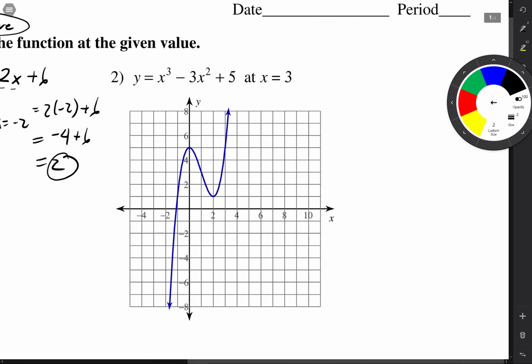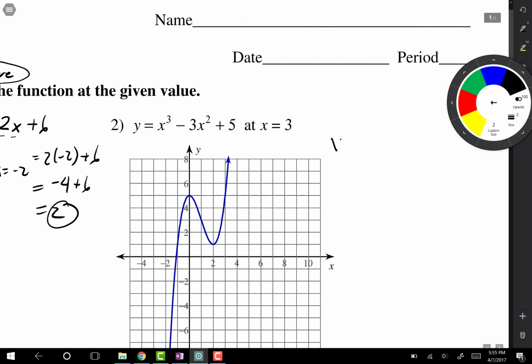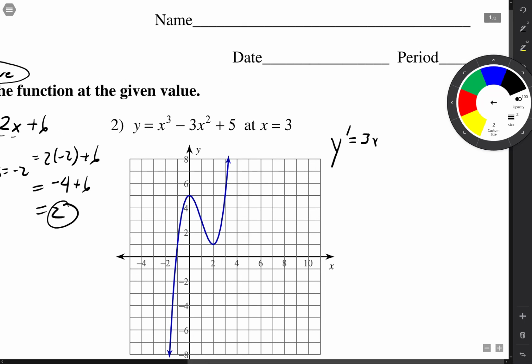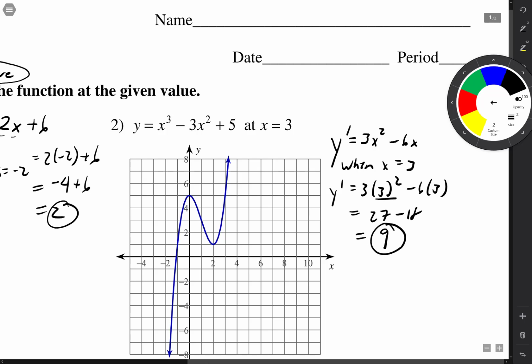So again, we want to find the slope, so we're going to take our derivative. So y prime is 3x squared minus 6x. So when x is 3, y prime is 3 times 3 squared minus 6 times 3. 27 minus 18 is 9. So your slope is 9. So when we go to x is 3, we look at this point on the graph, and we can see that the slope of this tangent line will be very steep and positive. So 9 is very steep and positive.